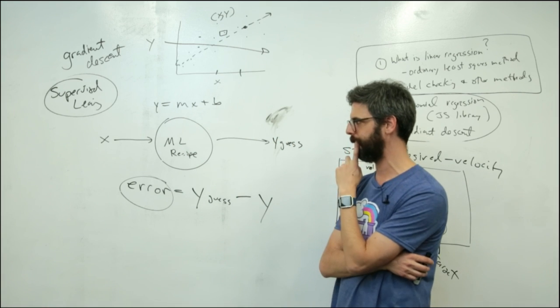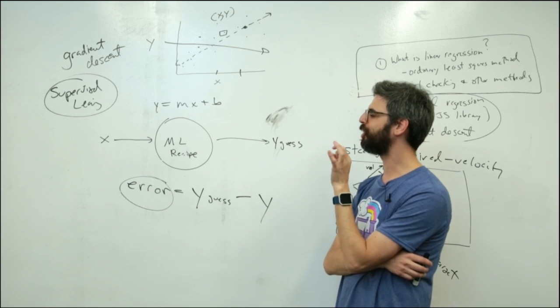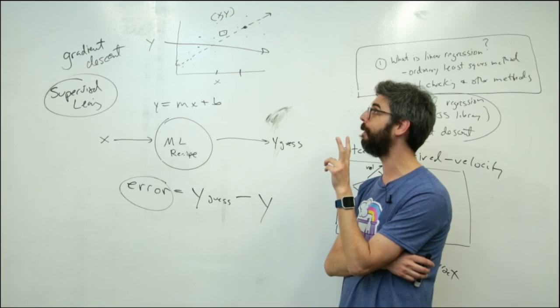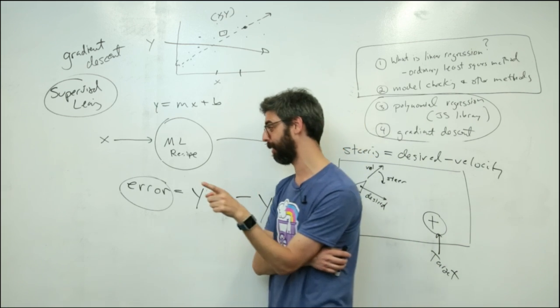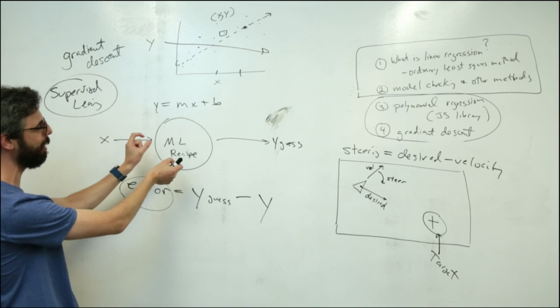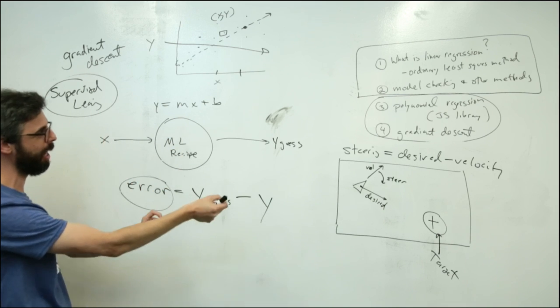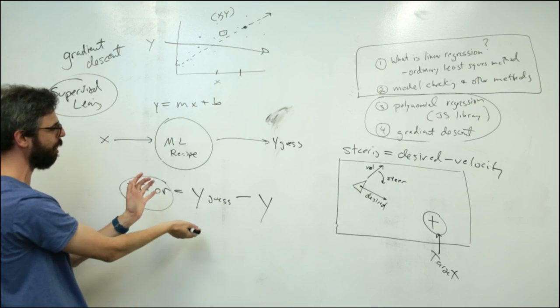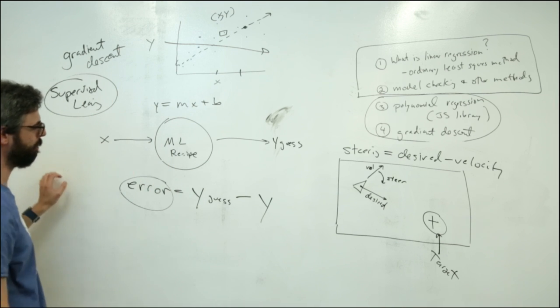There's something else that I need to mention, which is that there's stochastic gradient descent and batch gradient descent. So I could adjust the knobs, so to speak, for each data point one at a time, or I could process all the data, look at the sort of collective error, and then adjust the knobs.